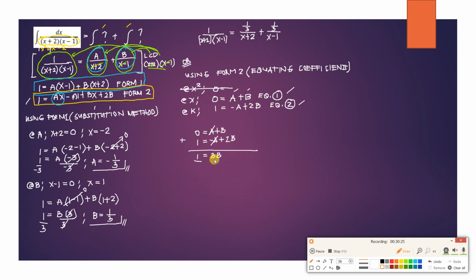Okay, pag dinivide natin both sides by 3, okay, so same answer. B is equals to 1/3. Okay, magkamukha sila. Now, meron na akong B. Let's say, ito na yung equation 3 ko.